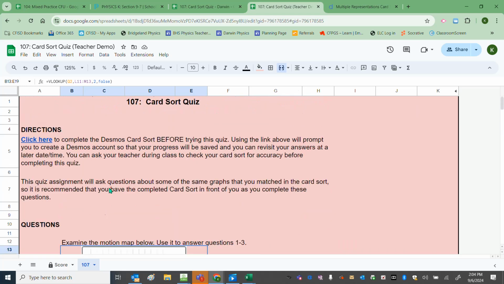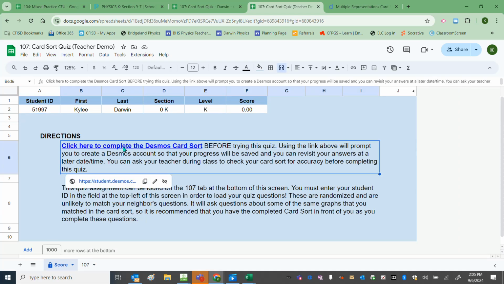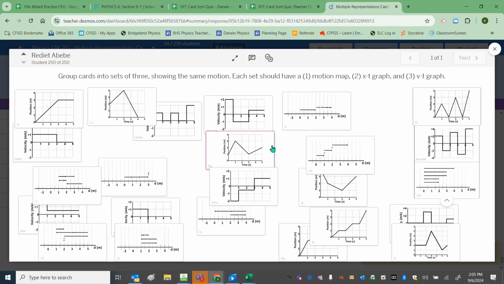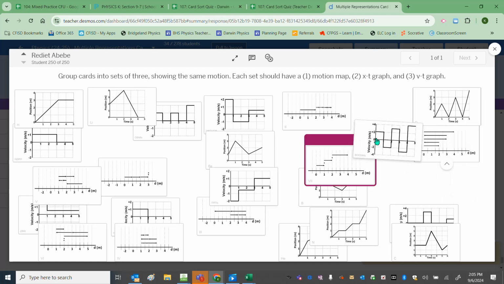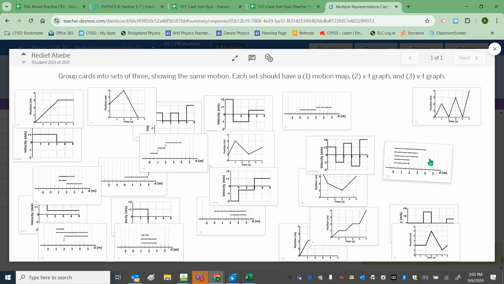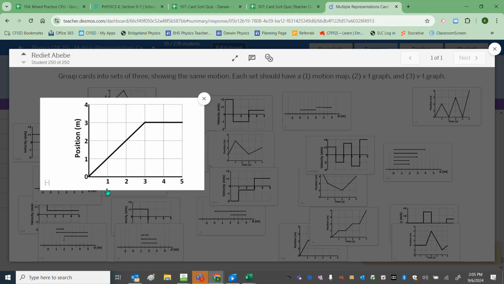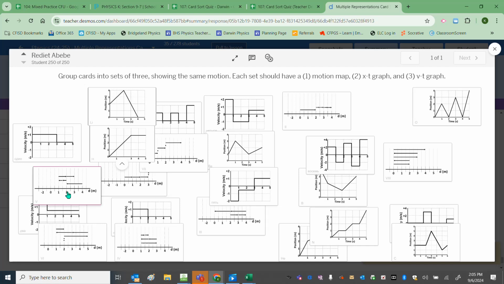Okay, speaking of the card sort, there is a link to Desmos right here at the very beginning of this assignment. If you click this, it's going to take you to a Desmos card sort that looks like this. Okay, and this card sort kind of looks like a mess at the beginning, so what I'm going to recommend that you do to get started, because there's just cards everywhere, is I'm going to recommend that you start by grouping together all of your position time graphs. So some of these say position and time. Group all the position time graphs together.